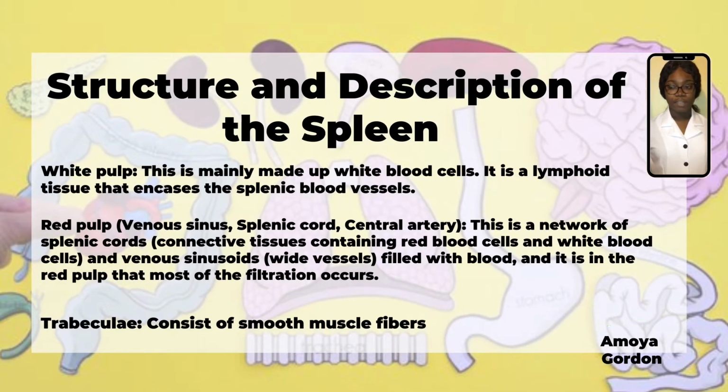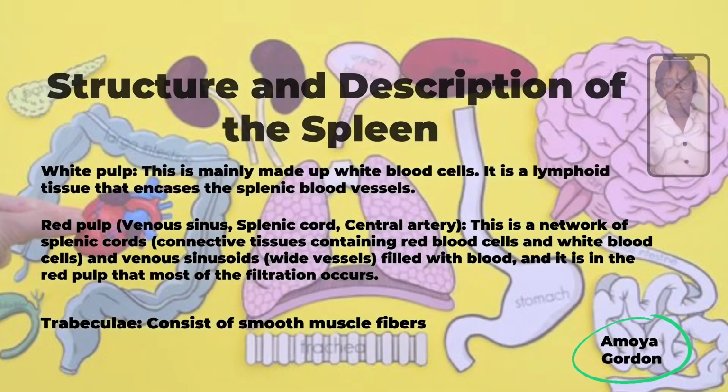Red pulp, venous sinus, splenic cord, central artery. This is a network of splenic cords, connective tissue containing red blood cells and white blood cells, and venous sinusoids, wide vessels filled with blood. And it is in the red pulp that most of the filtration occurs. Trabeculae consist of smooth muscle fibers.